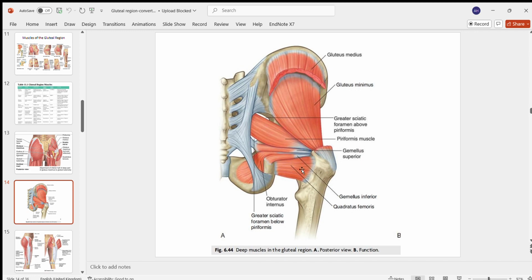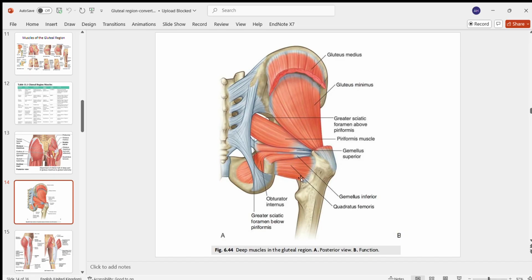Then is the quadratus femoris muscle. It originates from the upper part of ischial tuberosity, and it is inserted on the quadrate tubercle on the femur. Then we have obturator internus muscle. Obturator internus muscle is attached on the inner side of the obturator membrane and the bone that is forming the obturator foramen, and it is inserted along with the two gemelli to the medial surface of the greater trochanter of femur.